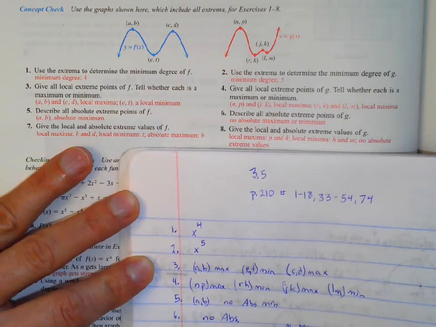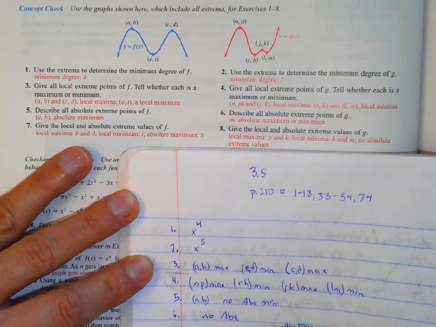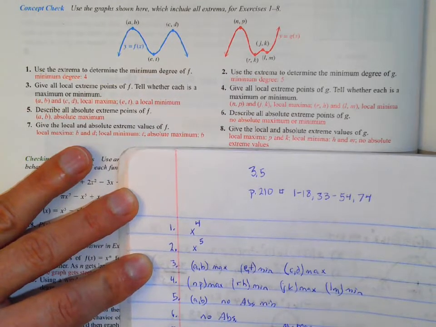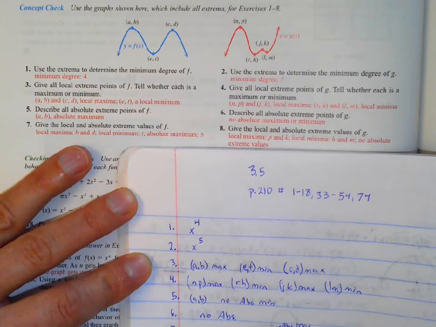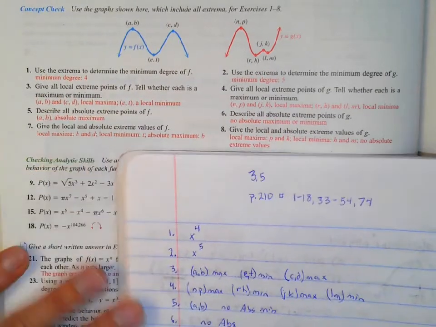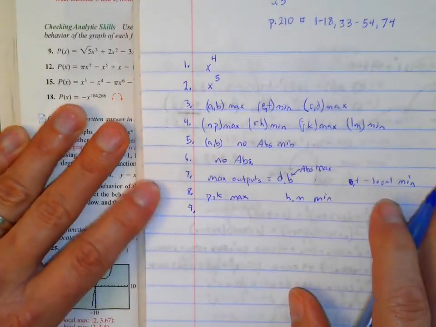Okay, so number 8, P and K are maxes, and H and M are the mins. Number 9.